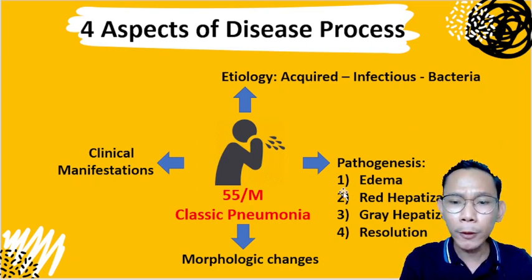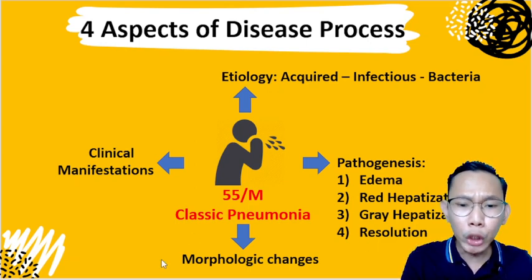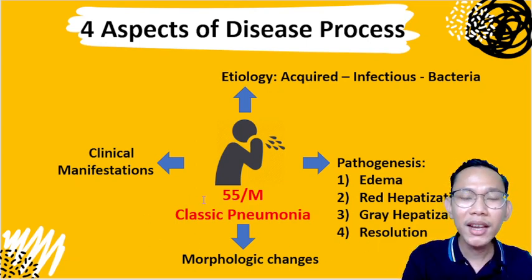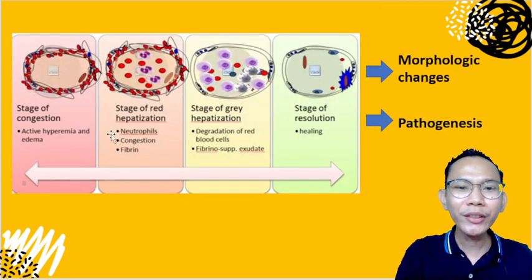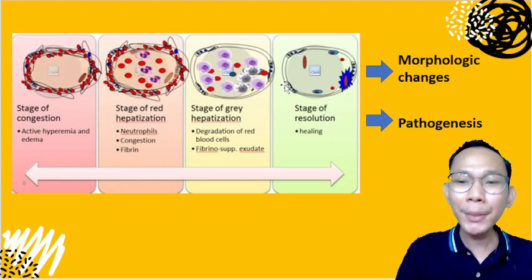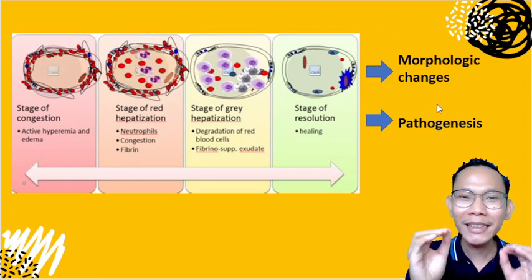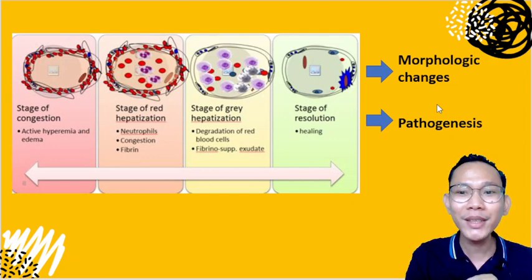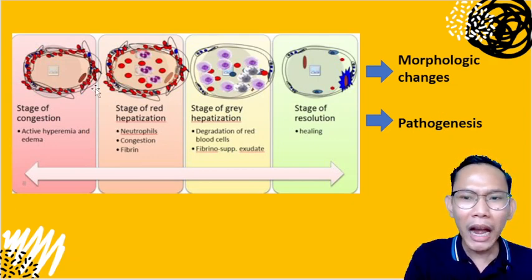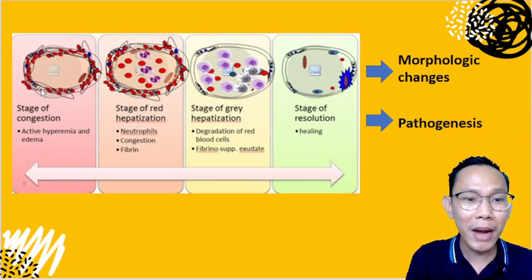Bawat pathogenesis nito, bawat nangyayari or phases ng ating pneumonia, there will be morphological changes na nangyayari sa ating cells. So, tingnan natin yan. Actually, what happens in the pathogenesis, there will be morphologic changes na nangyayari. So, in short, sabay-sabay ang nangyayari. It's simultaneous na nangyayari. First, anong unang-unang nangyayari sa ating lungs o sa ating baga? There will be congestion.